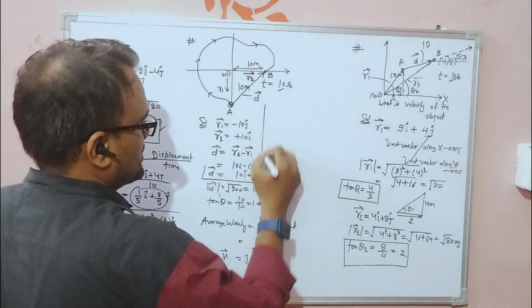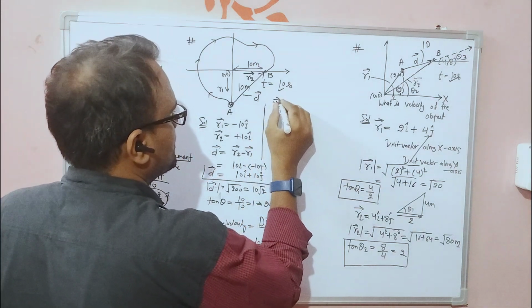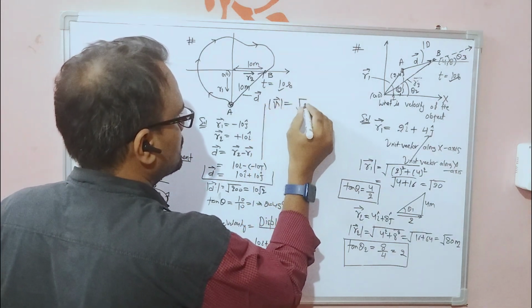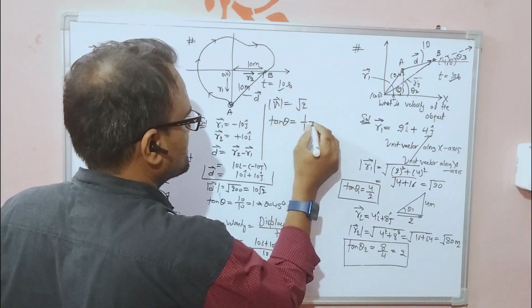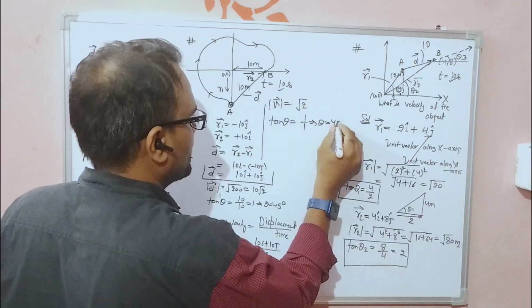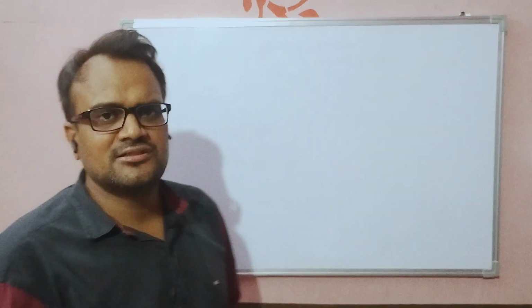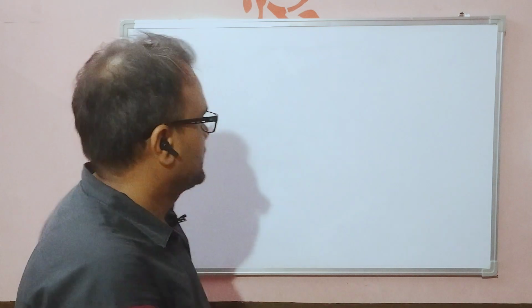Now the next task is to find out the magnitude. So the magnitude comes out to be under root 2, and the direction comes out to be 1 upon 1, which is theta equal to 45 degree. Let's discuss the question based on third format, that is the constant speed for certain time interval. So let's see the question.